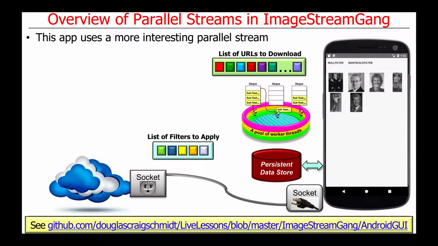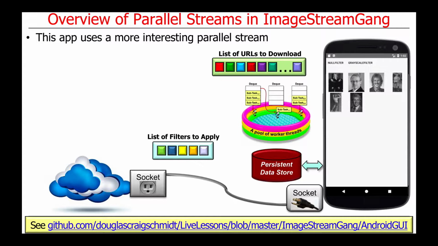First and foremost, this is a much more interesting use of parallel streams than the version that we looked at for the earlier SearchStreamGang application. That application was a fairly compute-bound application. It was pretty simple, and it didn't demonstrate some of the more advanced features of Java parallel streams we'll be covering here.